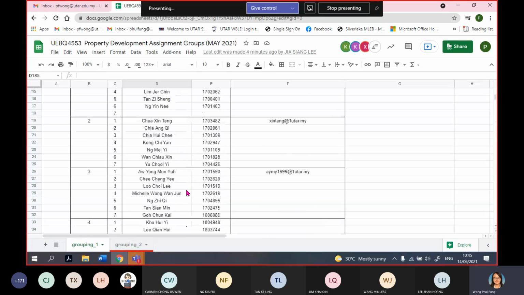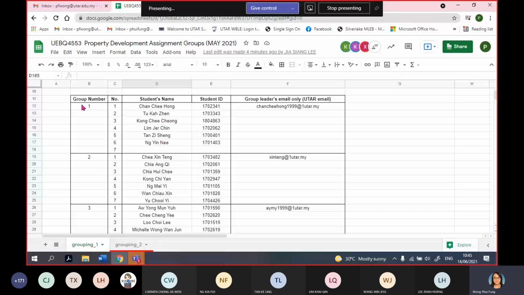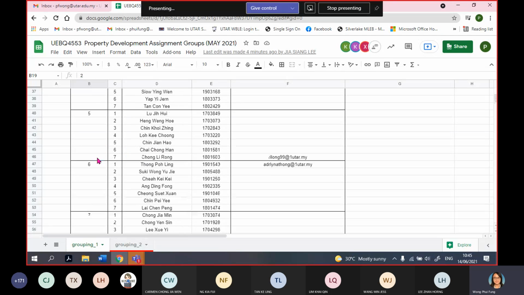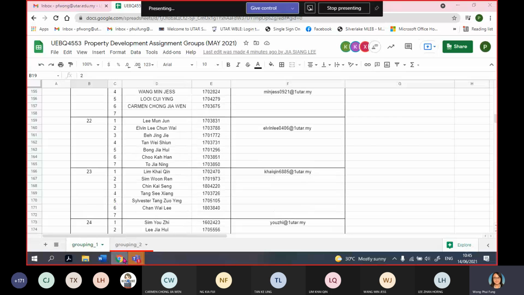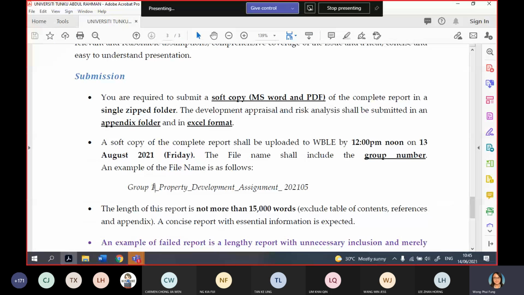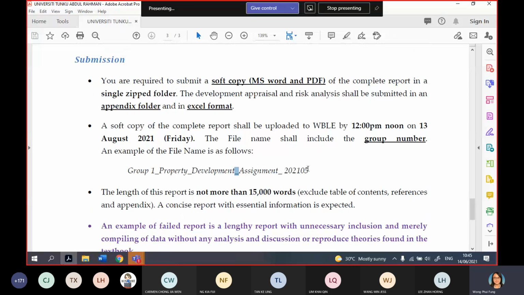So Chi Hong, you are group 1. Xingting, group 2. So these are all your group numbers. You have to follow your group number, so you can rename accordingly: Group 1 or Group 2 Property Development Assignment, 2021-05, which is the May trimester.